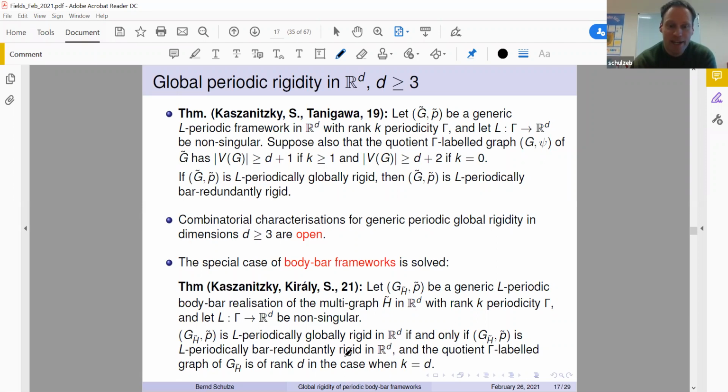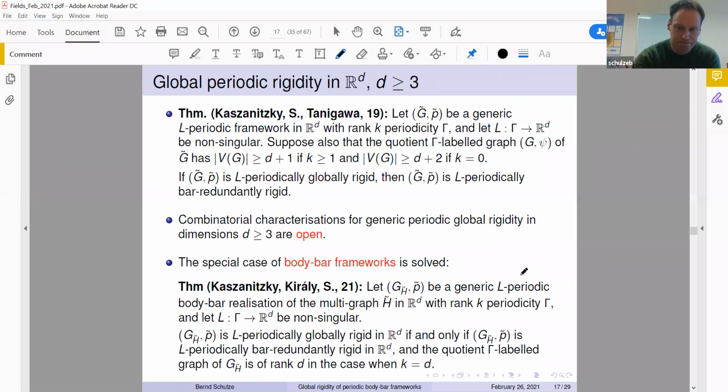If, however, k is less than d, and the rank of the quotient graph is also less than k, then you can also not be globally rigid, but you can also not be bar redundantly rigid. So in that case, you really only meet the bar redundant rigidity condition. Okay, so it's only in the case where k is equal to d that we have to make this small extra condition. Okay, so I would like to prove, or at least sketch a proof of this result.